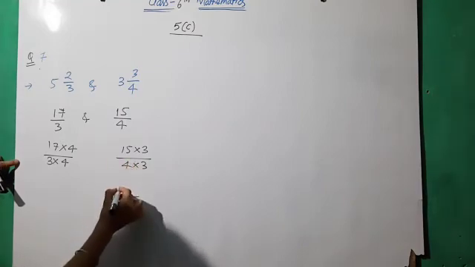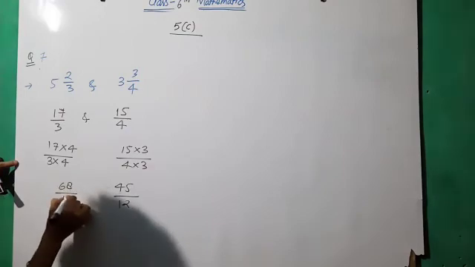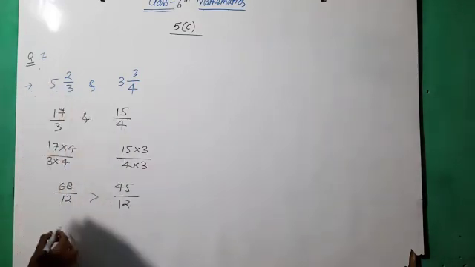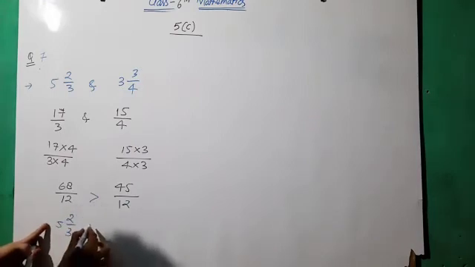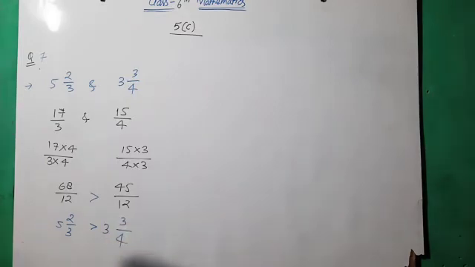And here we have 15 times 3, that is 45. Now we have 68 upon 12. So the first one is greater than the second one. So we can say that 5 whole 2 by 3 is greater than 3 whole 3 by 4. Very easy question.